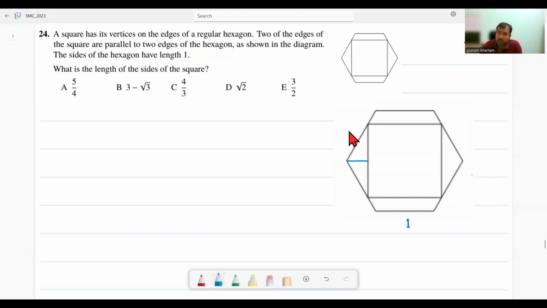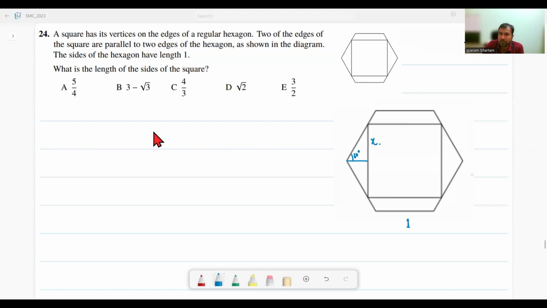We know there's a regular hexagon and the square also has 90 degrees. So this is going to be 60 degrees, of course. Let us assume this small region is X. Okay, so this is X, only half of the square's side.